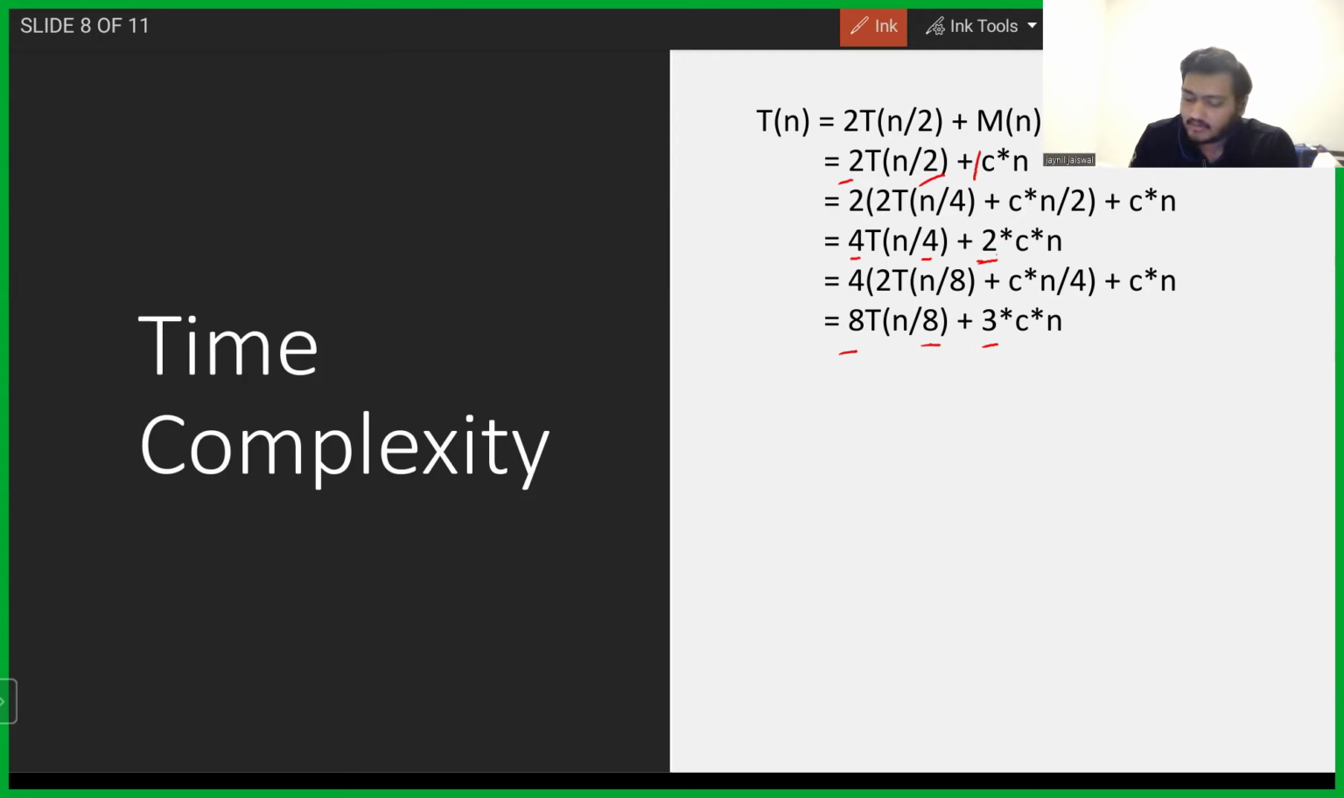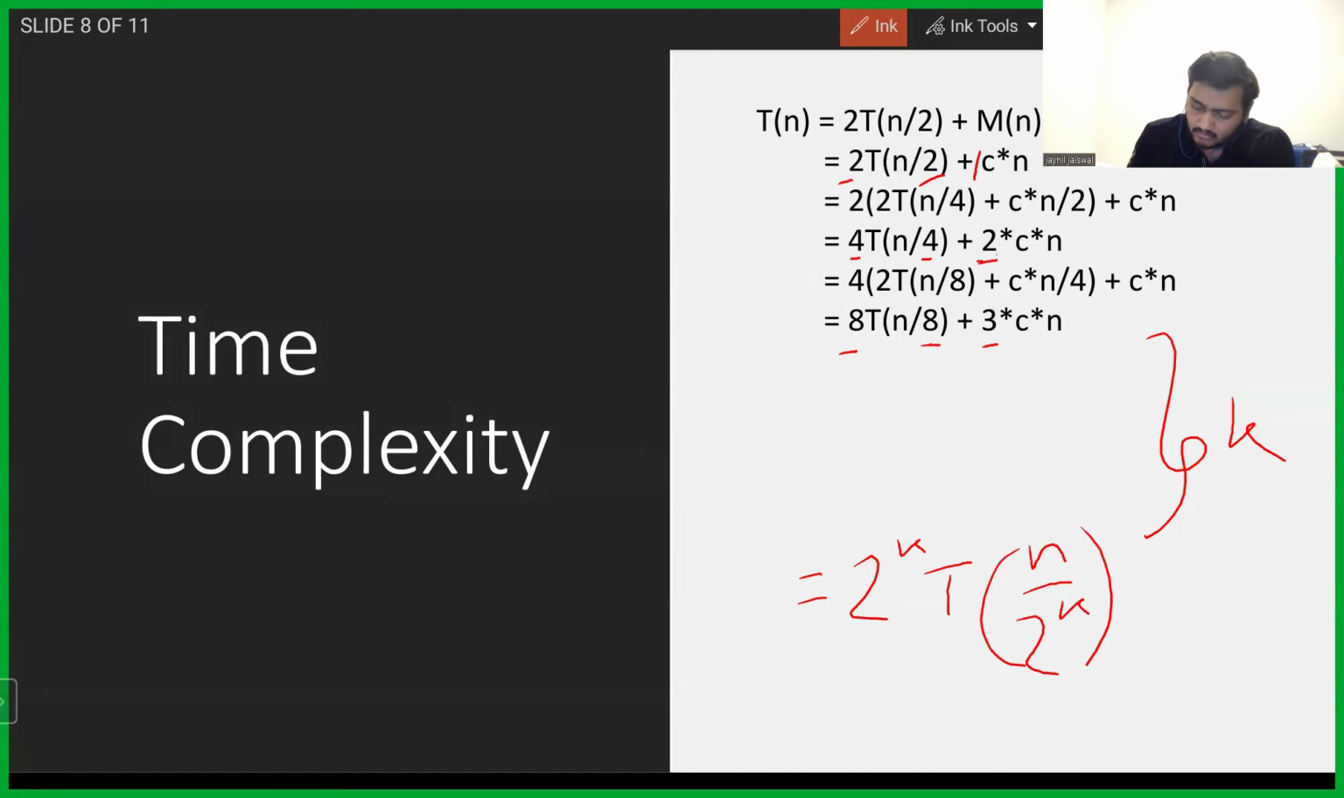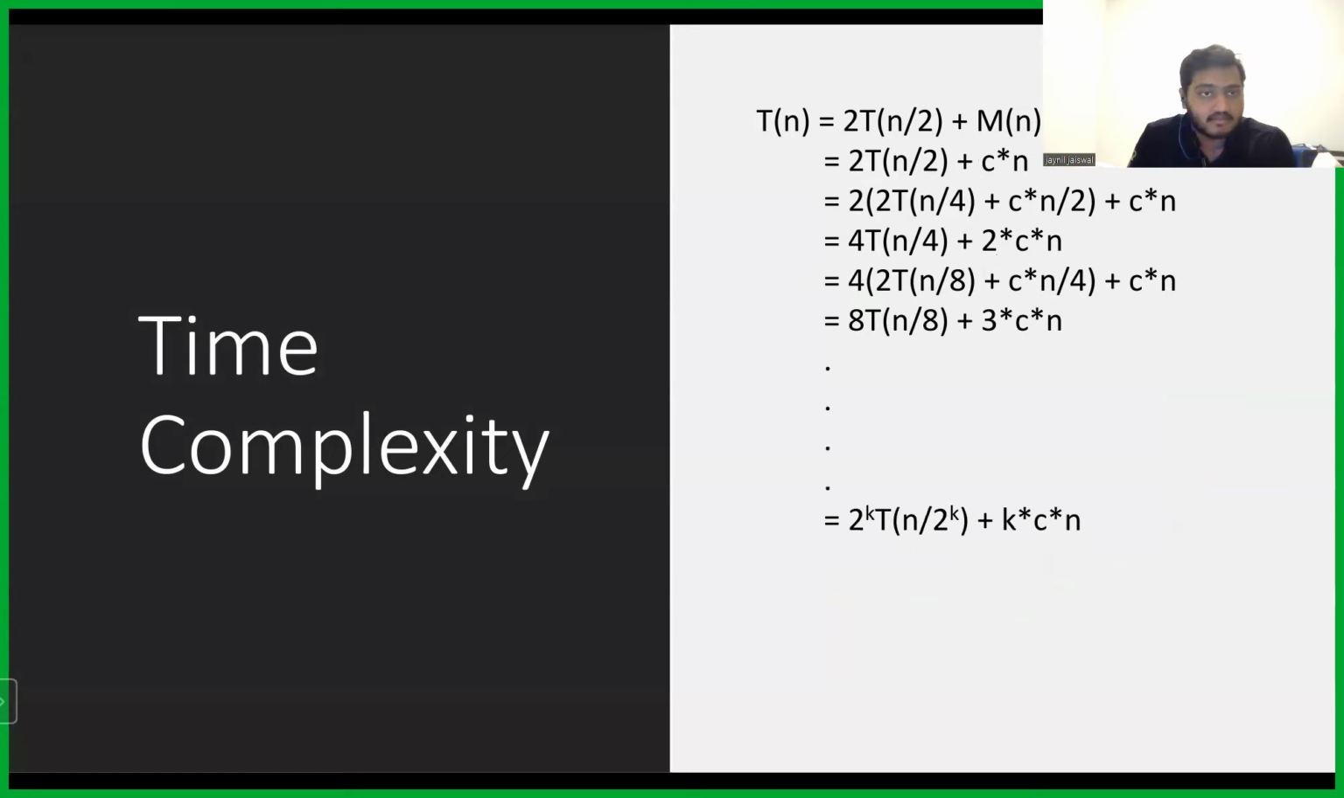So let's suppose we have done this operation k times. By pattern, we can say that it will be 2 power k times T of n upon 2 power k, plus k times Cn. The result will be like this.